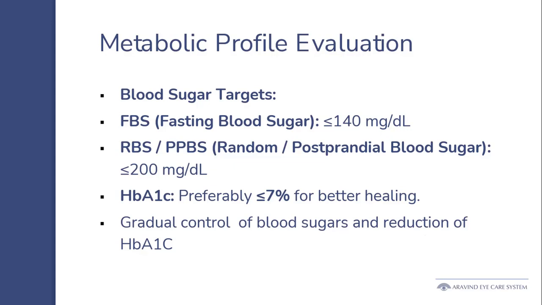So the thing is gradual control. Controlling the blood sugar is very easy if you give insulin, and the sugars come down. But that is not the way to do it in elective cases. We have to gradually reduce the sugars over a period of 3 months, and then take up the surgery.